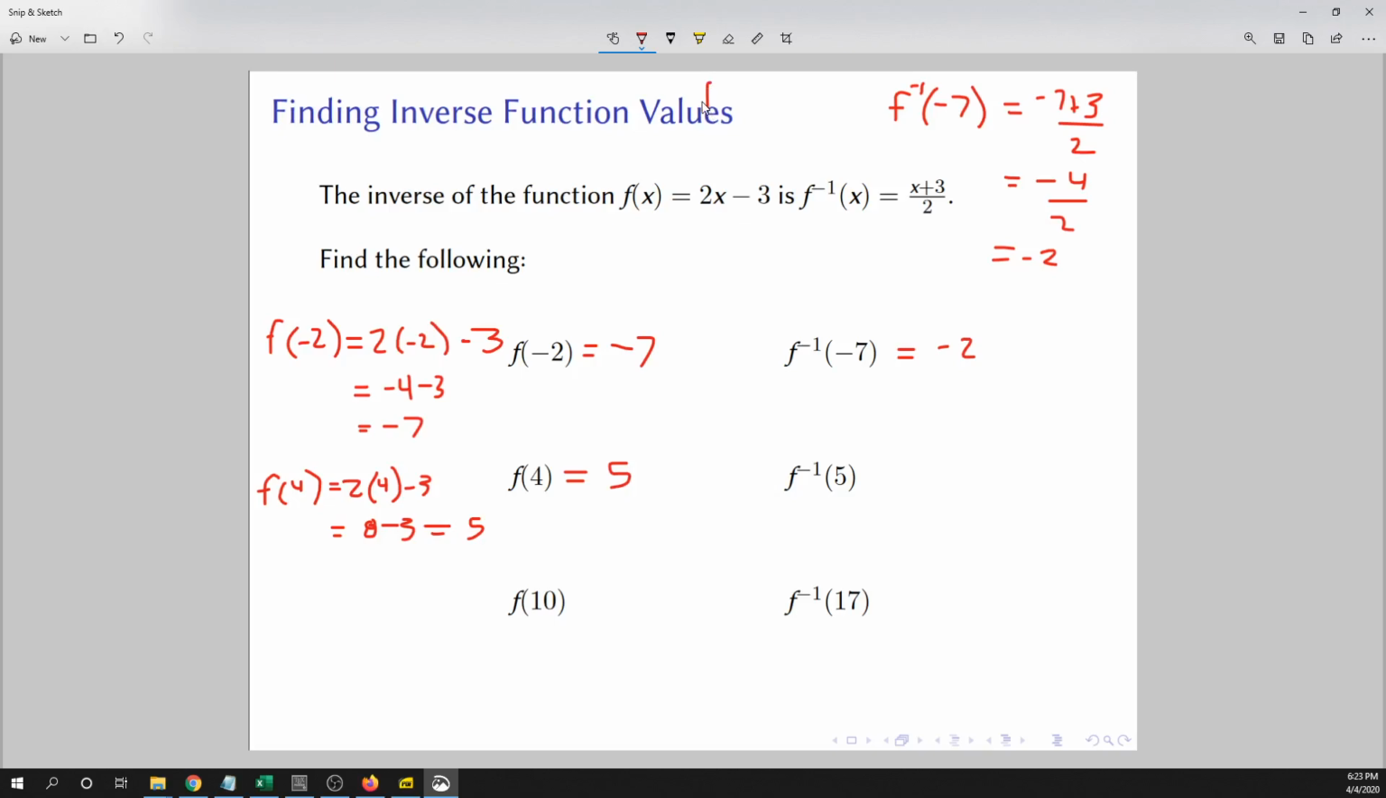So if I plug the 5 into f inverse, I get 5 plus 3 over 2. That's going to be 8 over 2, which is 4. Okay, and just like we said it would. All right, one more example here for this one.